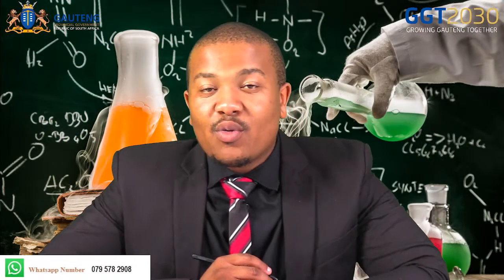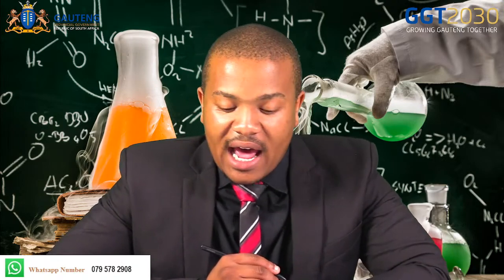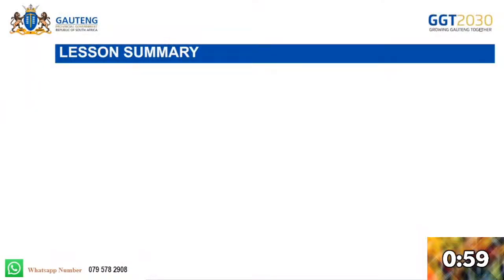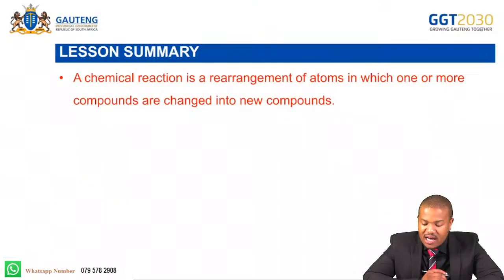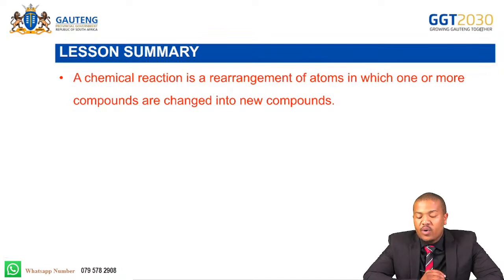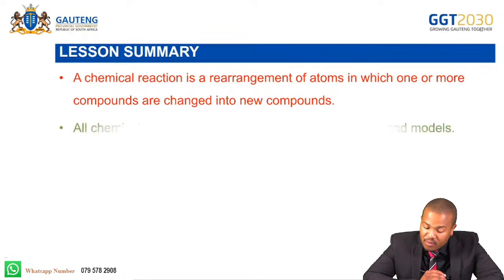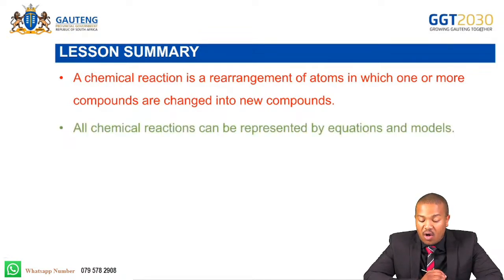Right, grade 9s, welcome back. Now let's summarize what we have learned for today. So today we're talking about chemical reactions. We said that a chemical reaction is the rearrangement of atoms in which one or more compounds are changed into new compounds, right? And we said that all the chemical reactions can be represented by equations and models.